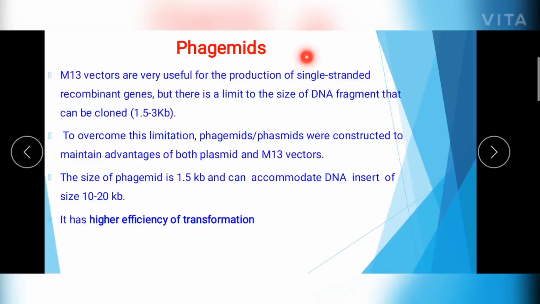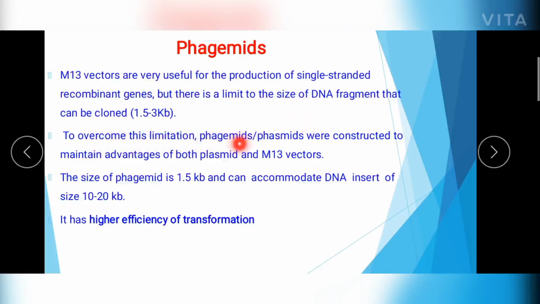Coming to the second type of hybrid vectors called phagemids. These phagemids are derived from filamentous phages and plasmids. So if you see the M13 phages, they are generally used for the production of single stranded recombinant DNA molecules, but there is a size limit. Only small sized fragments, that is 1.5 to 3 kb, can be inserted in the normal M13 phages, and also in the plasmids you are able to insert only small sized DNA fragments.